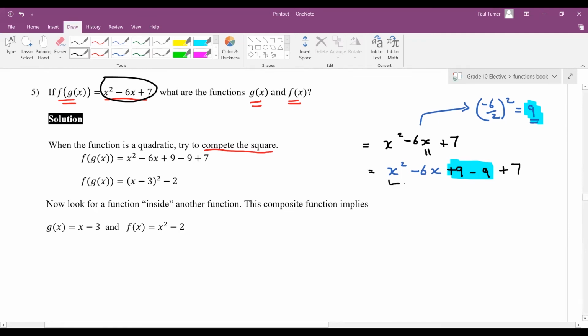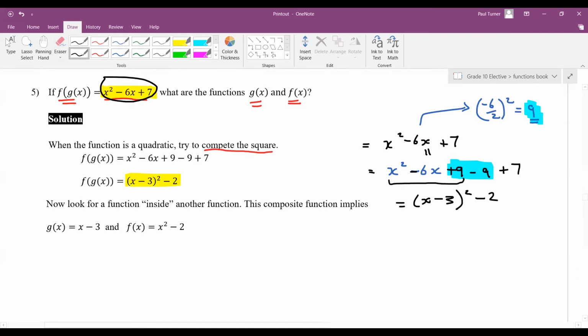So now the completed square is here. We can write that as x minus the square root of 9, which is 3, all squared. We're going to review this in quadratics more. And that's going to be minus 2. So x minus 3 all squared minus 2 is the same as that. It's not different. But now you can see there are two functions.